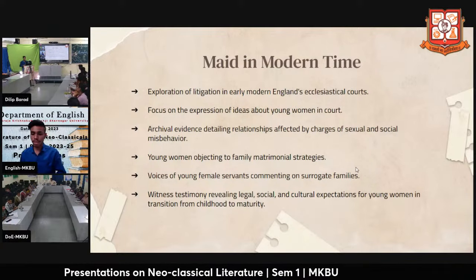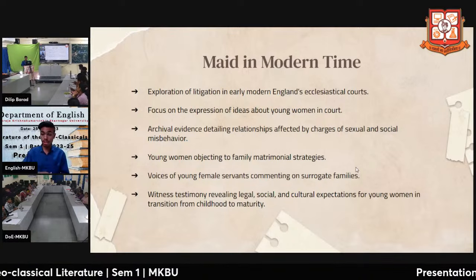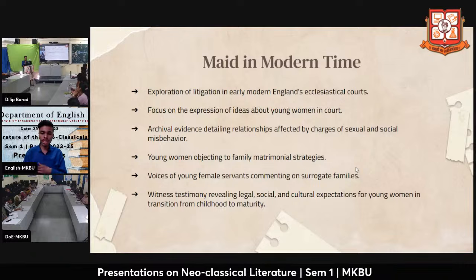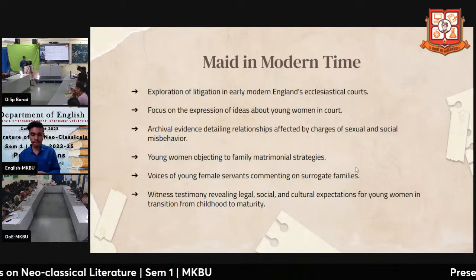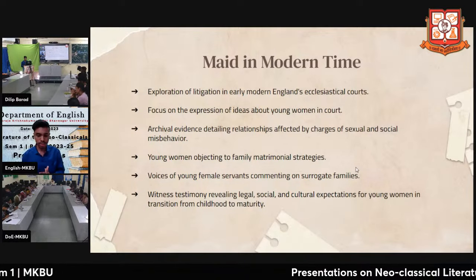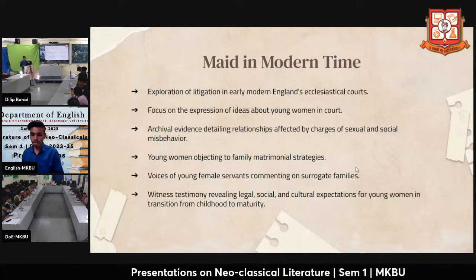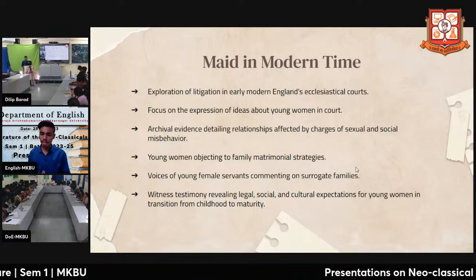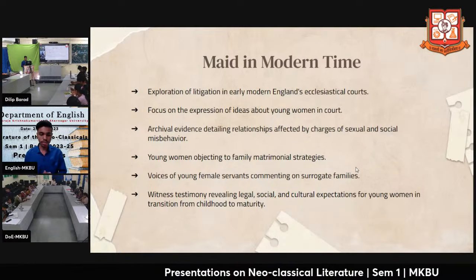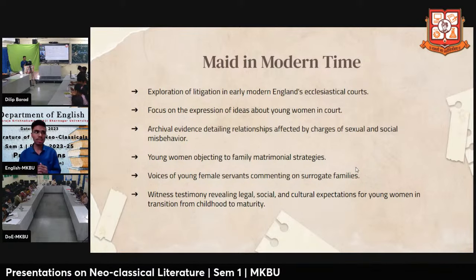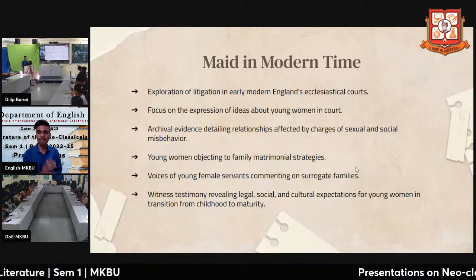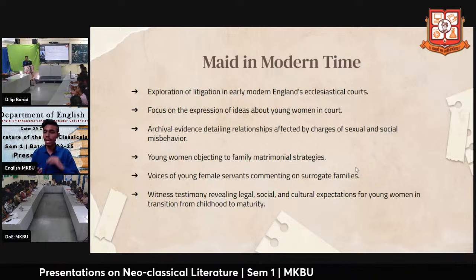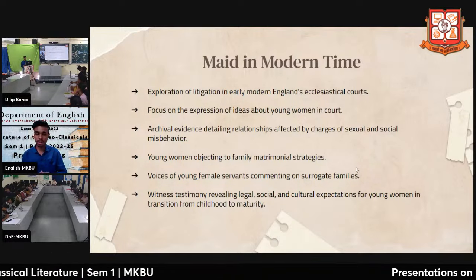Archival evidence details how relationships were affected by charges of sexual and social behavior. As I said, in modern time sexual and social misbehavior allows the maid to speak to society and others as well. Young women's objections to family matrimony strategies. The voice of young female servants commenting on surrogate families, and witness testimony, revealed the legal, social and cultural expectations for young women in transition from childhood to maturity. In short, in modern time there is a very different perspective on young women, on maids, that the 18th century did not show in its era.